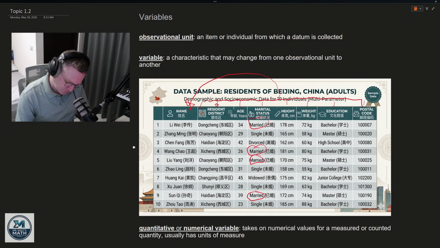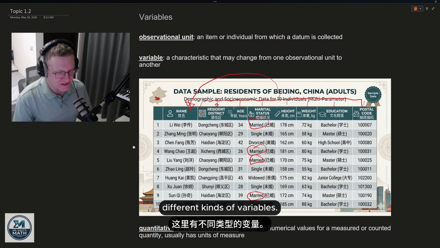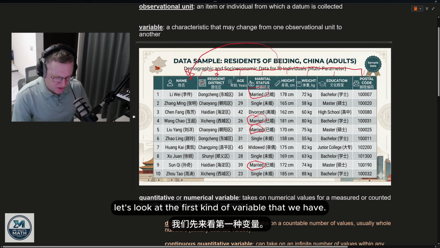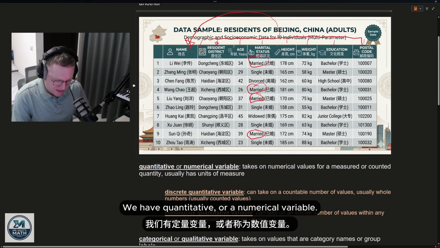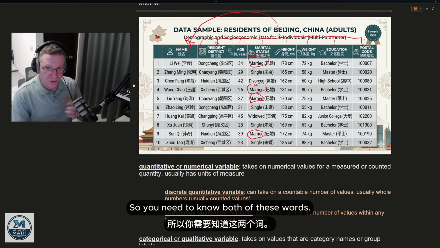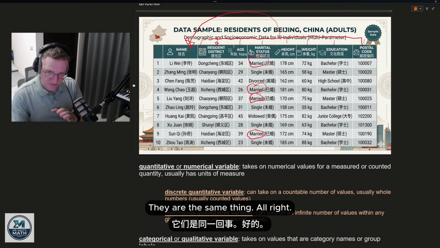Okay, let's move on. We're going to now talk about different kinds of variables. There are different kinds of variables here. So let's look at the first kind of variable that we have. We have quantitative or a numerical variable. These are two different ways of saying the same thing. So you need to know both of these words. Quantitative variable, numerical variable. They are the same thing.